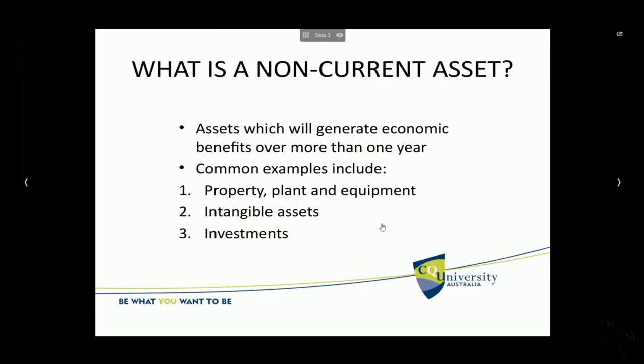Intangible assets are often a large portion of your particular firm's non-current assets, and then different types of investments as well. They're the very common examples. And we're going to go to your companies now and have a look.